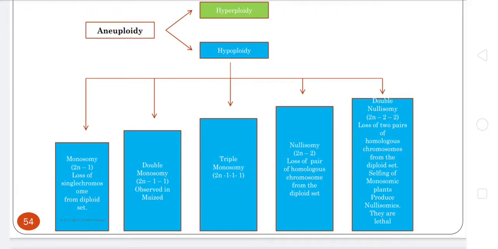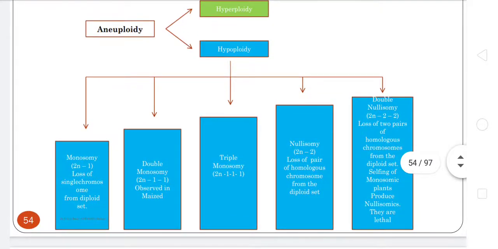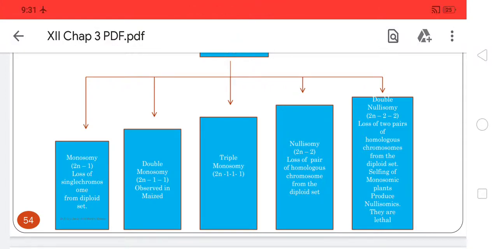And what is double monosomy? Here, loss of a single chromosome which is present 2 times. That is called a double monosomy, 2n minus 1 minus 1. That is seen in maize plant. And next we move on to the triple monosomy. That means from the diploid set, 1 chromosome is lost, again 1 chromosome is lost, again 1 chromosome is lost. So we call the type triple monosomy, 2n minus 1 minus 1 minus 1.